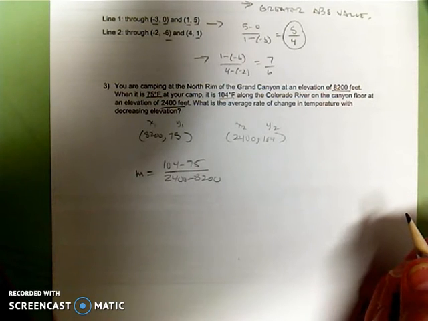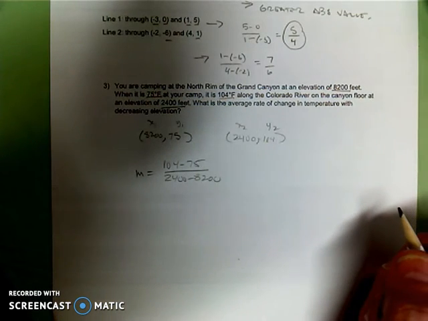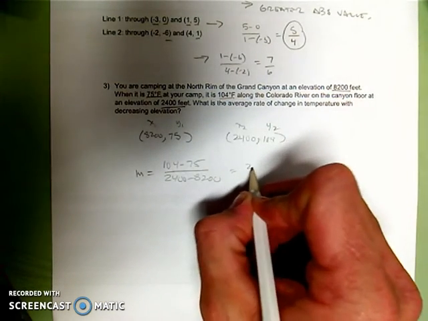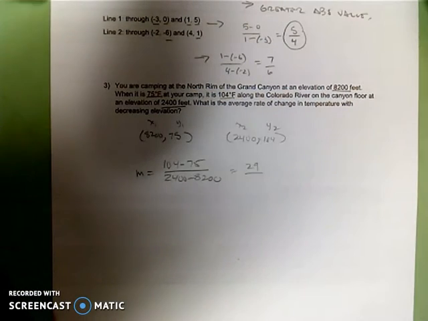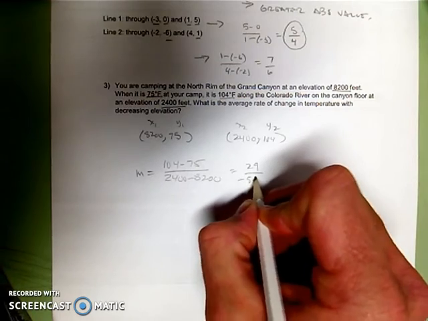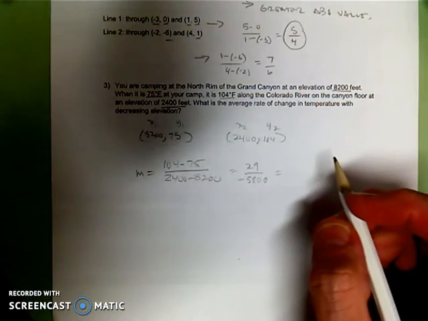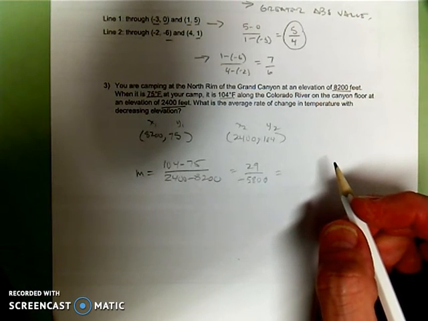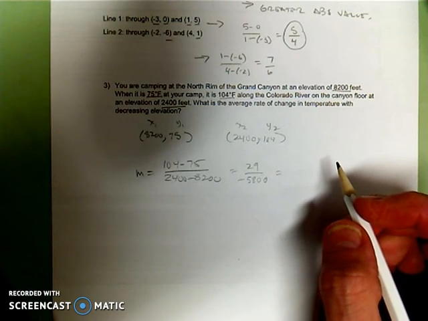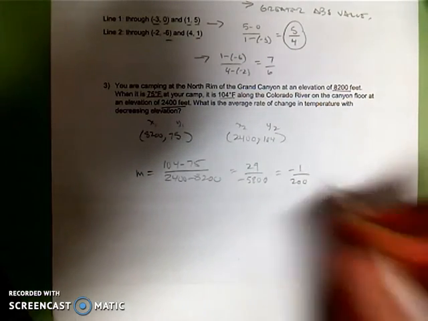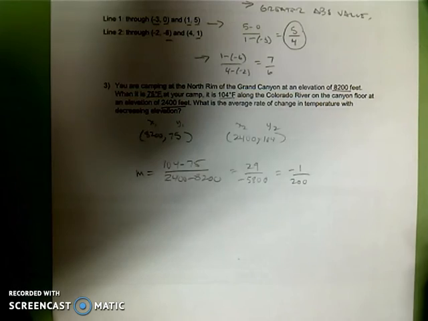Bigger numbers, so go to your calculator. 104 minus 75. Difference of 29 degrees. Difference in elevation, 2,400 minus 8,200, negative 5,800. Both of those values divide by 29. So we get a rate of change of negative 1 over 200.